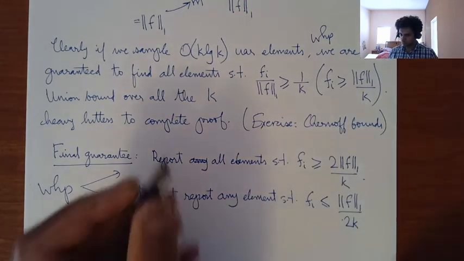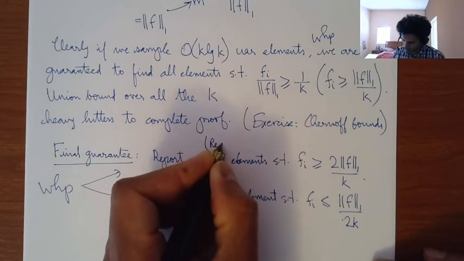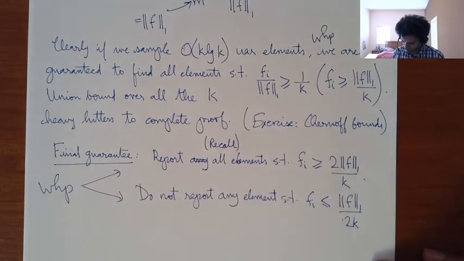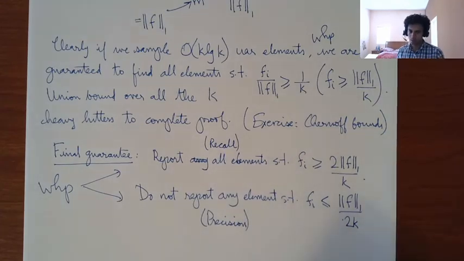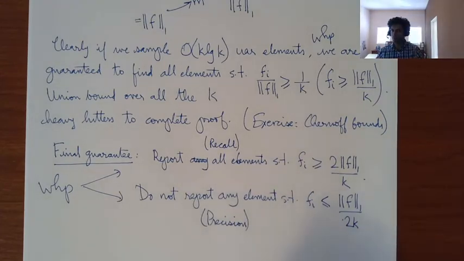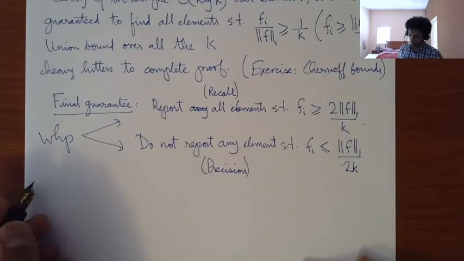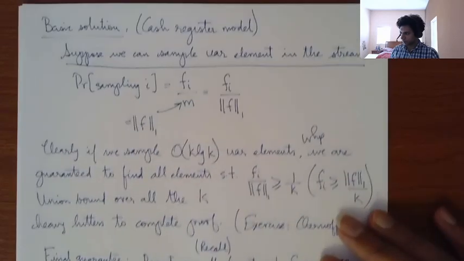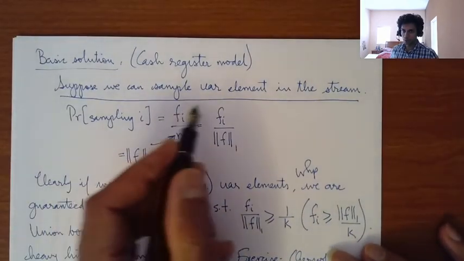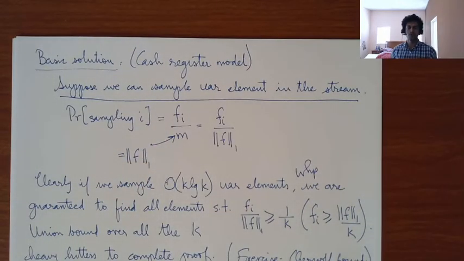Right? So this is like recall. You get everything that's important, and this is precision. Right? You don't report things that are unimportant. Okay. But let's go back to how can we sample a uniform at random element from the stream?